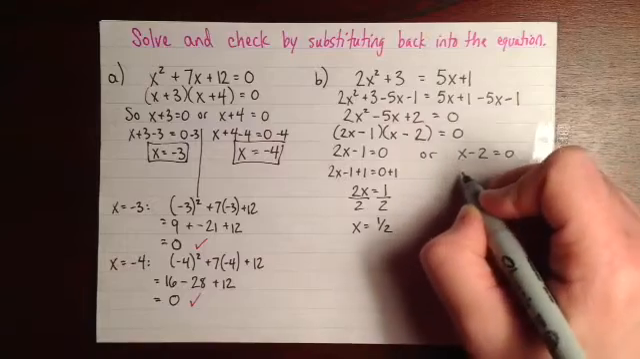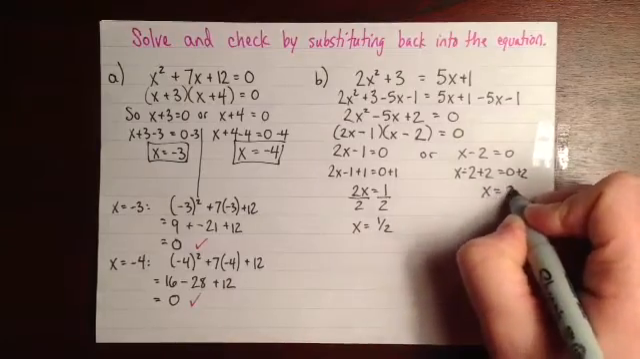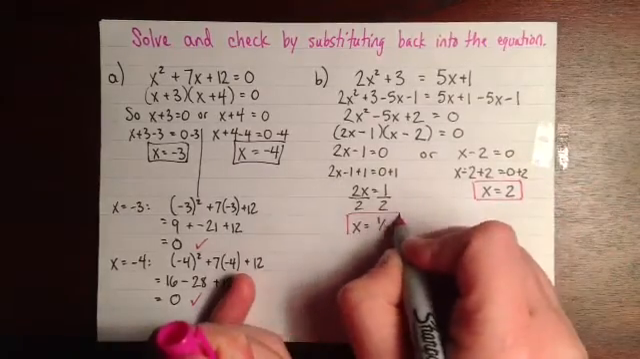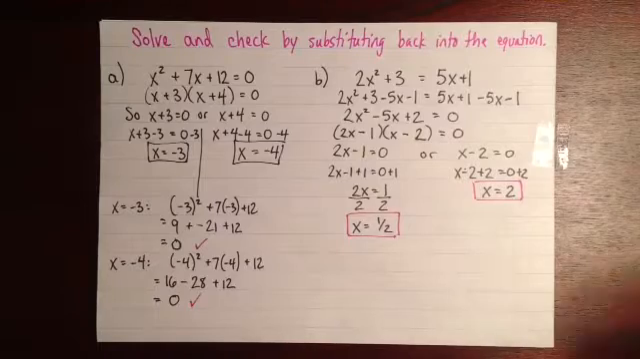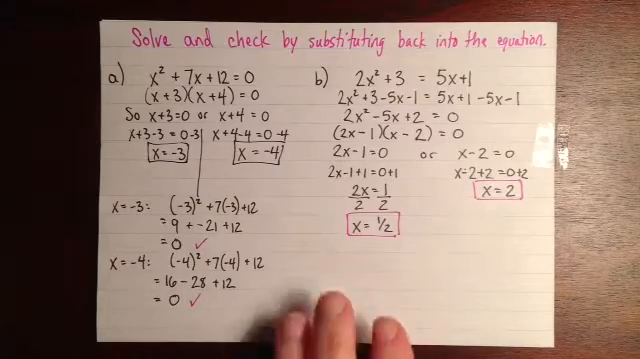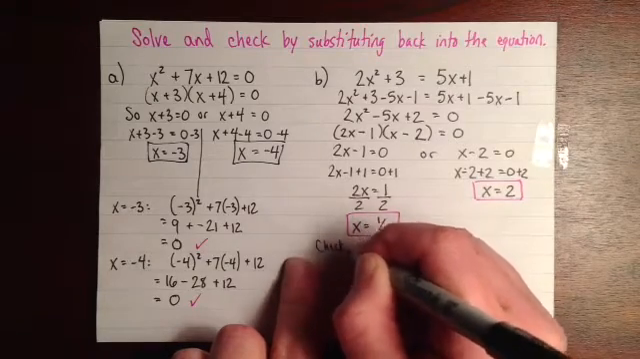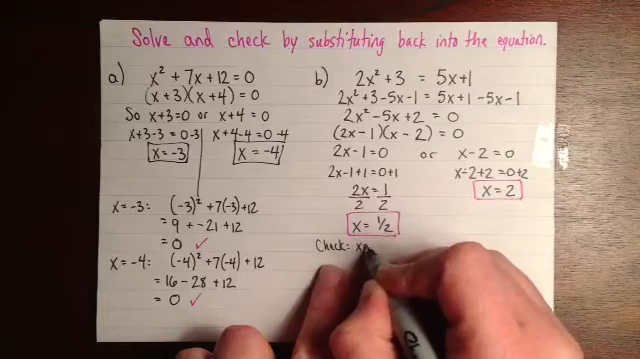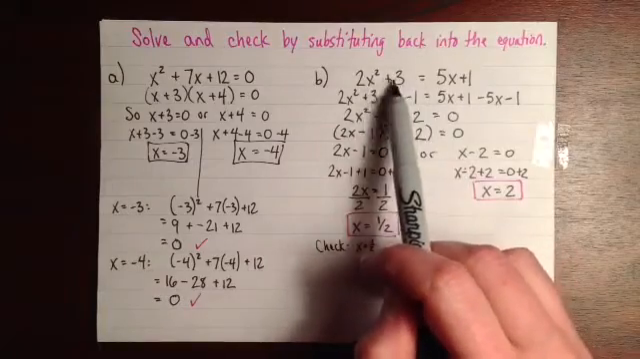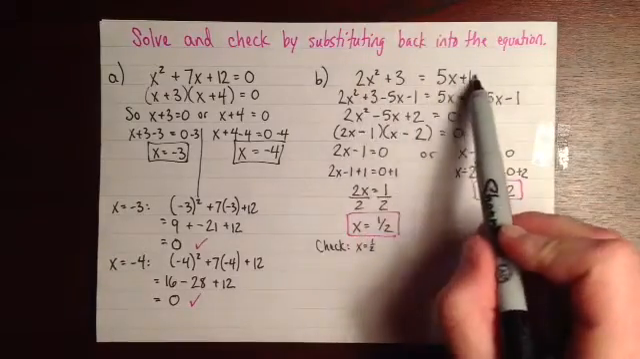And here we've got x minus 2 equals 0. I'll add 2 to both sides. I have x equals 2. Okay, so I want to check these. Check x equals a half first. Because I've got x's on both sides of the equation, we should always check them right in the given equation, just in case you made a mistake on the first line or something. So I'll substitute right back into this equation.